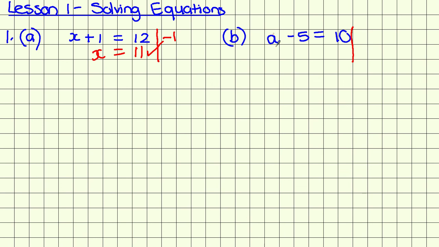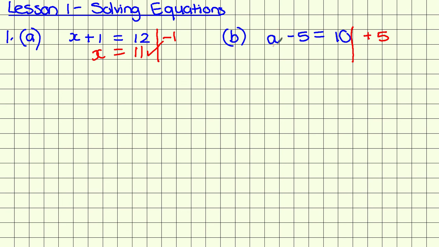So you need to think, right, something take away 5 must give you 10. Right, you can probably think of the answer in your head right now, right? But we're going to use the method line and show working. So I want to get letter A by itself. So I'm going to do the opposite of this minus 5 to get rid of it. So the opposite of minus 5, or take away 5, is add 5. Okay, so that's what I'm going to do to both sides.